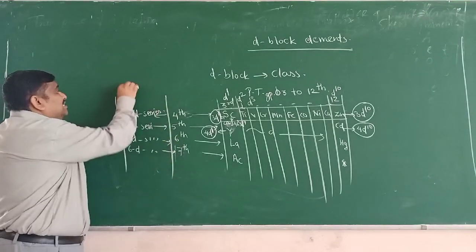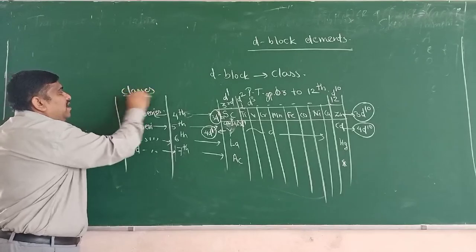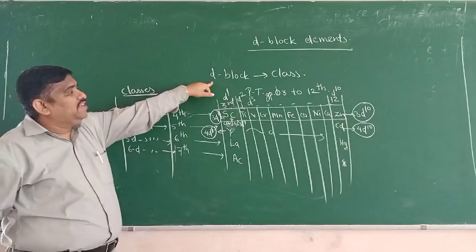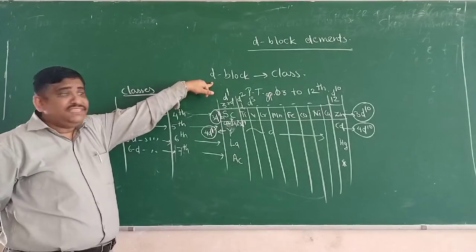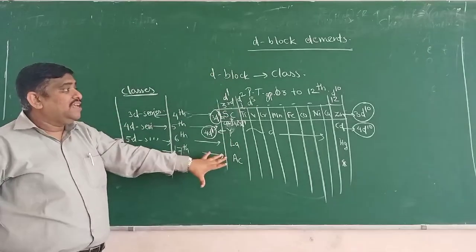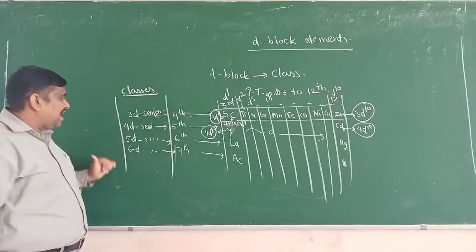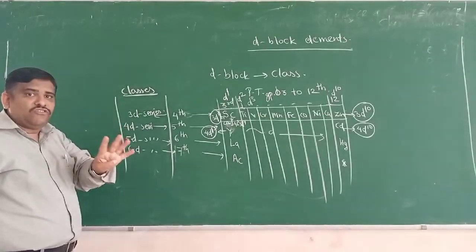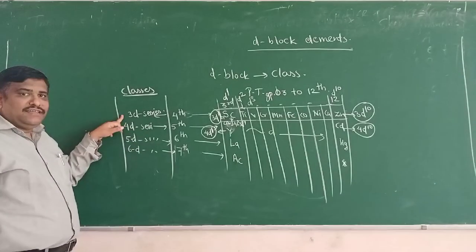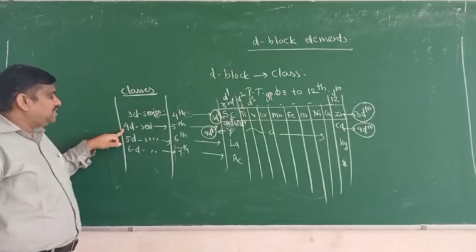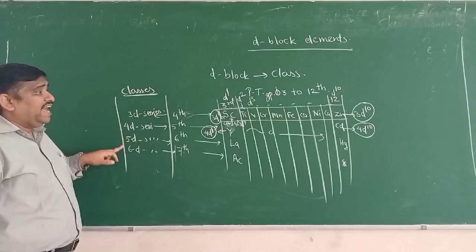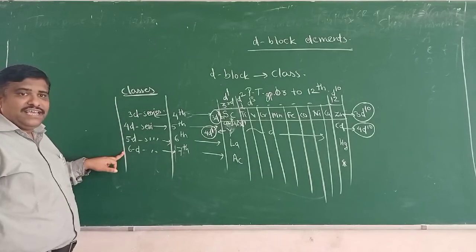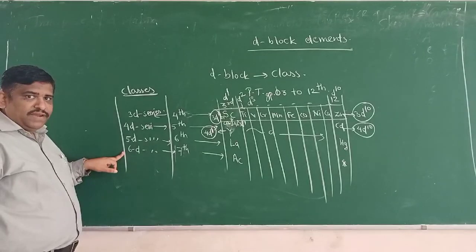So these are the classes for the classification of d block elements. The d block elements are classified into 4 types. Which are the 4 types? 3d series elements, 4d series elements, 5d series elements and 6d series elements.